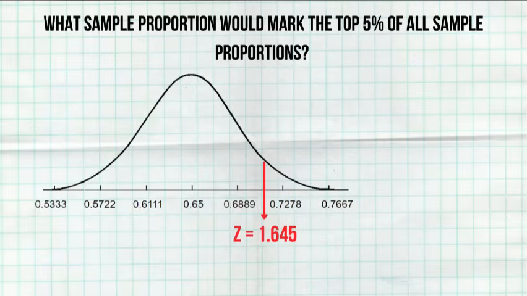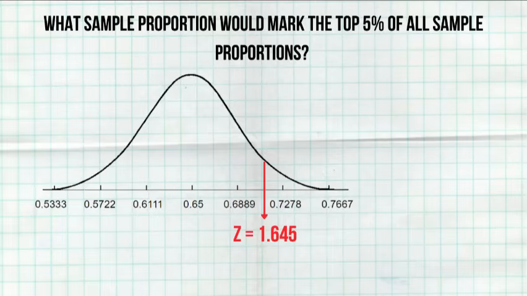And when you're using invert norm, you want to put in 0.95 because the top 5% is equivalent to the bottom 95%. If we're looking at the picture here, we see 5% above, 95% below. And when you're using invert norm, you need to put in the percent below or the area below. So that's how we get the z-score of 1.645. That is the z-score that represents where that top 5% begins.